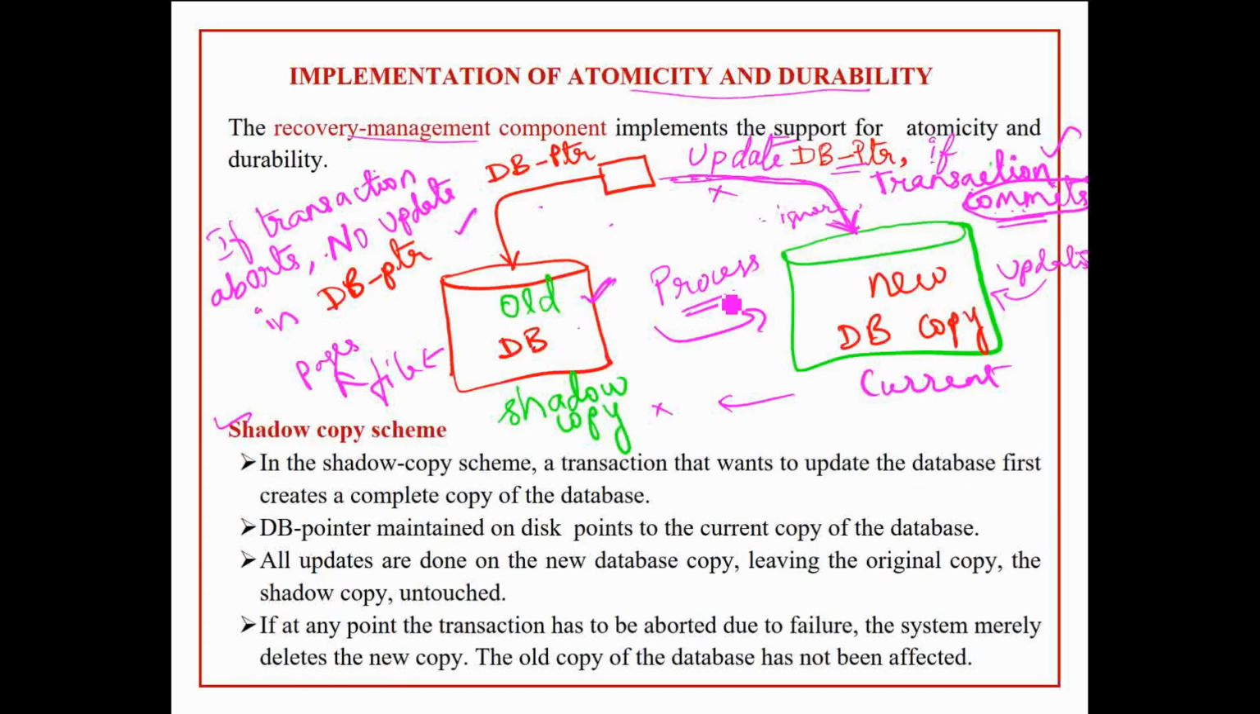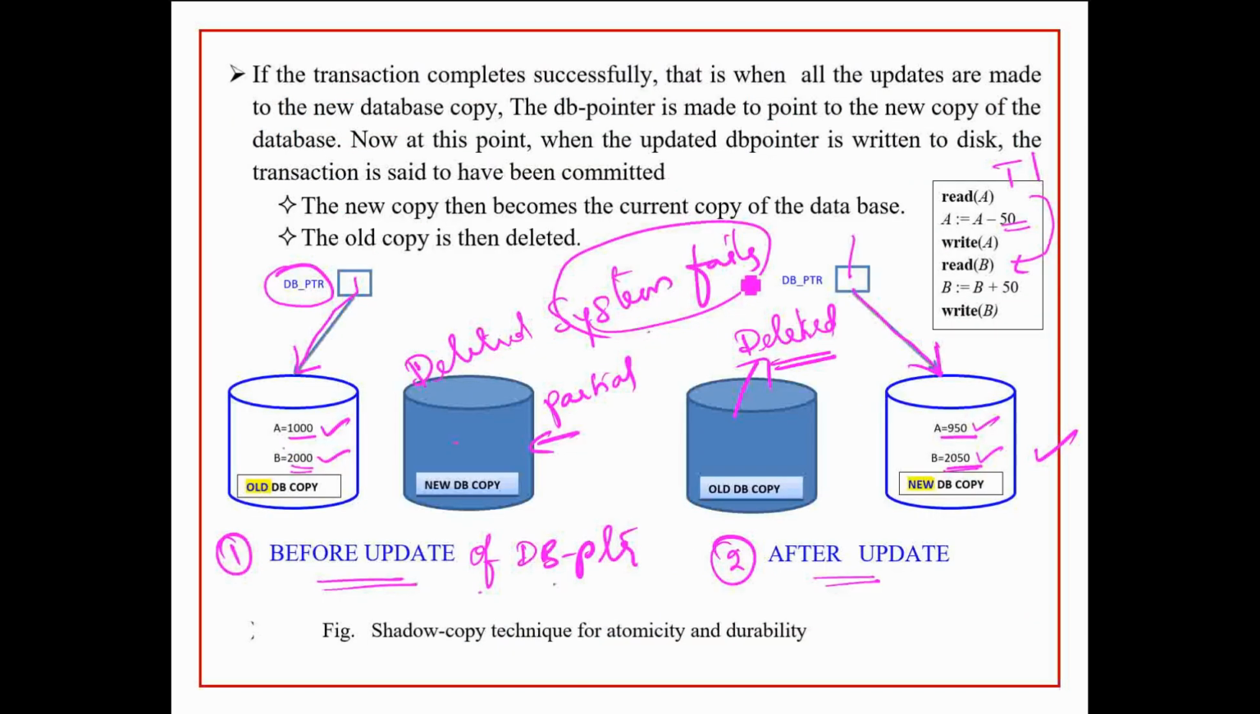Viewers, in this video we have discussed the process that takes place in shadow copy scheme, and how it implements atomicity and durability properties in a transaction even in case of system failure.